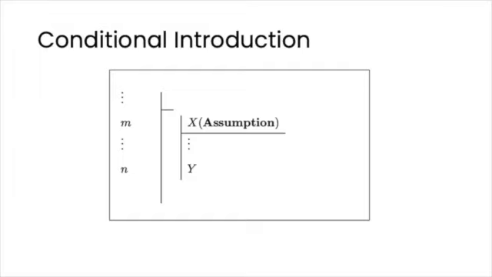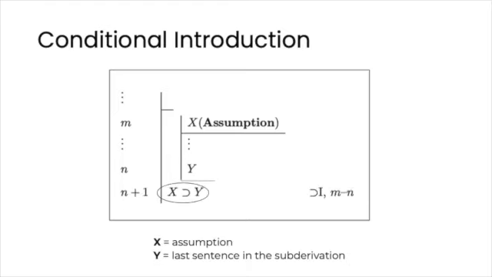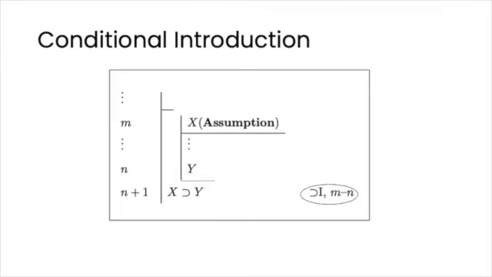Having reached our goal, we close the subderivation, and on the next line, we write a conditional that has the initial assumption as the antecedent, and the last sentence in the subderivation as its consequent. Then you cite the conditional introduction rule, followed by the lines comprising the subderivation. That is, the range that starts with the line in which you wrote the assumption and ends with the last line before closing.